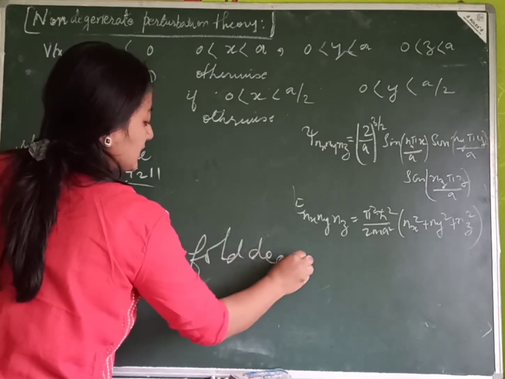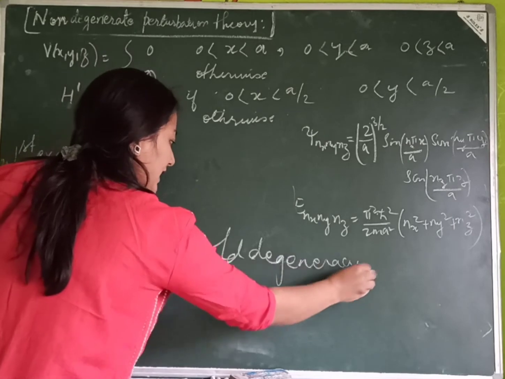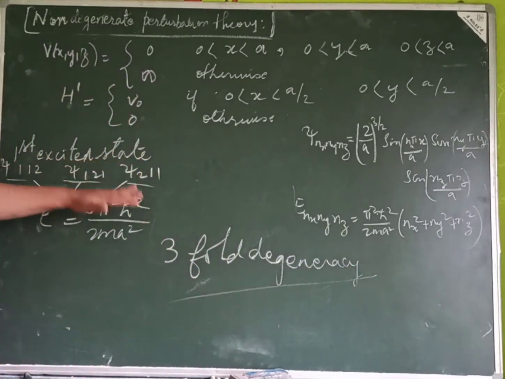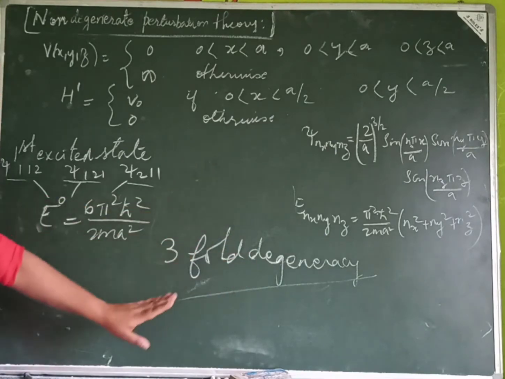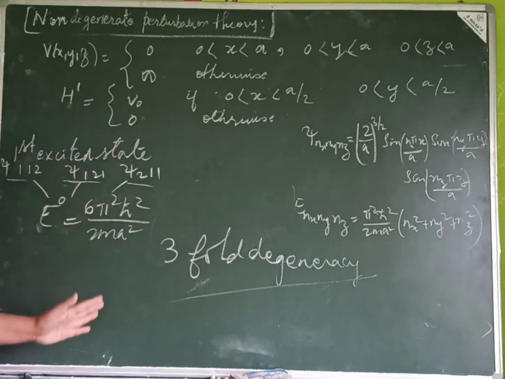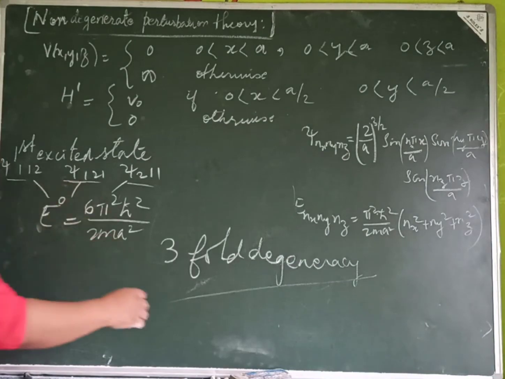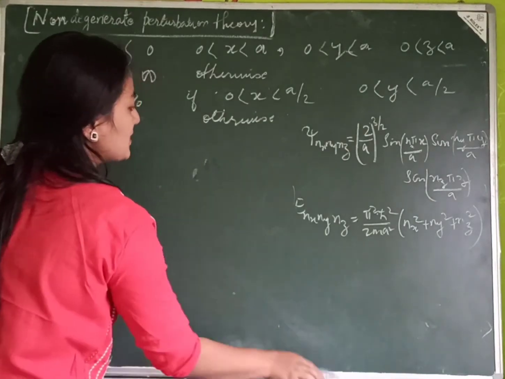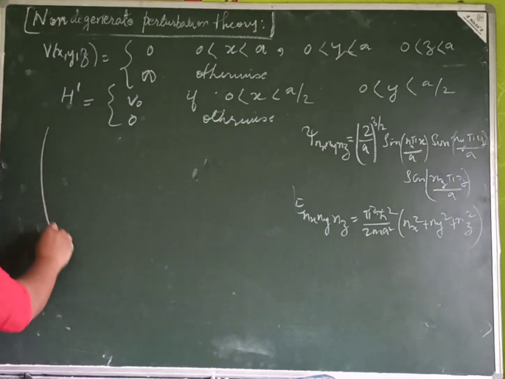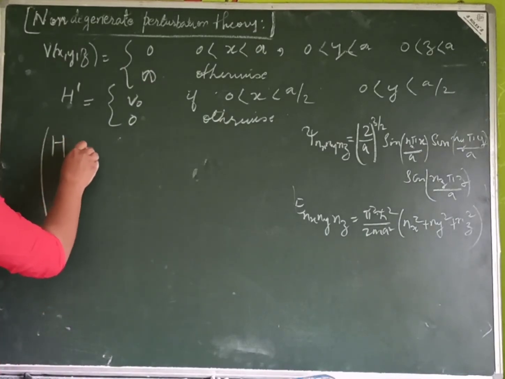Meaning I have threefold degeneracy. Because three different states have the same energy value, I have threefold degeneracy. I cannot make use of my formula for twofold degeneracy. Hence, what I do is I write the matrix elements for this. Meaning, I construct my H_AA.